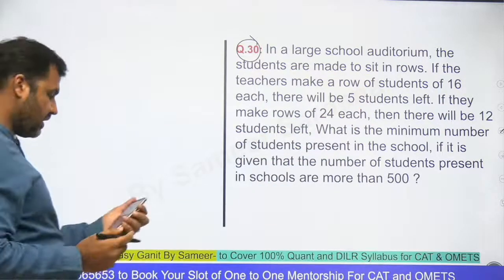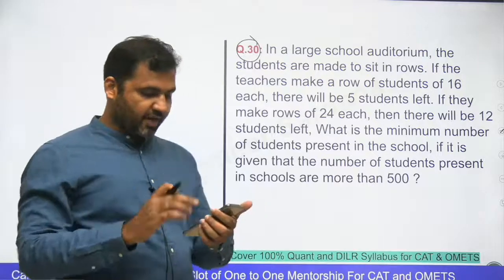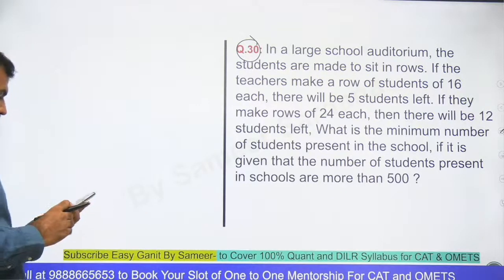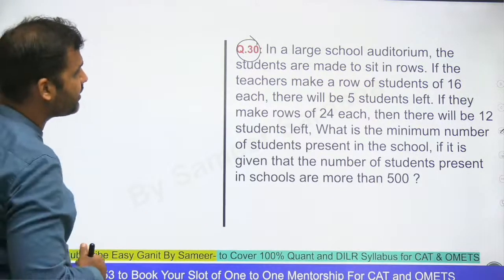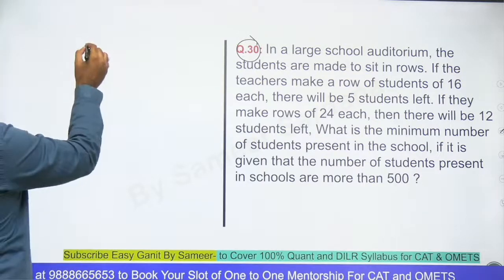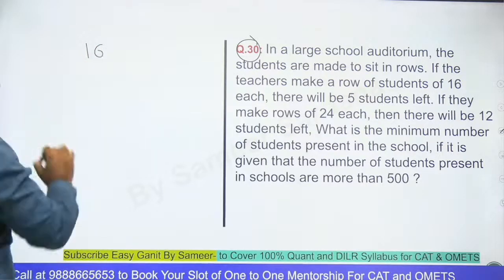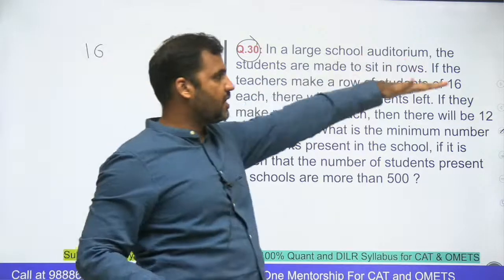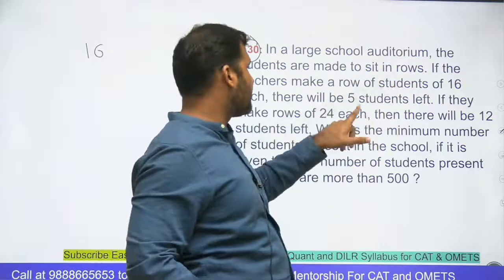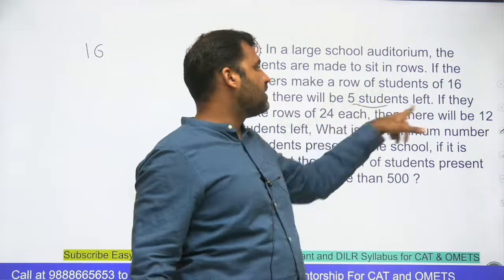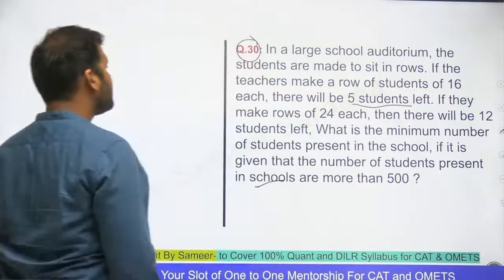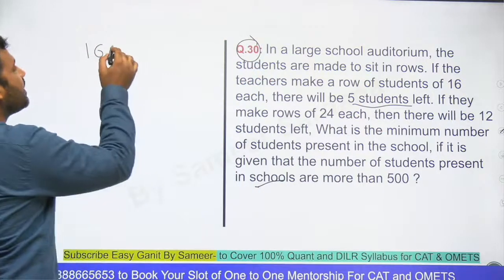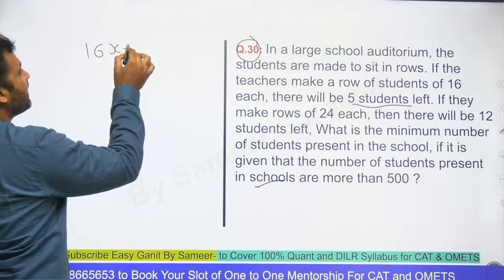Yes, guys, tell me, anybody. 504. Okay, let's see. You're saying that it's not possible. Okay, guys, see this. I want a number, right? The question says that if you arrange students 16 in a row, then there will be 5 students left. So can I say the total number of students in the school is 16x plus 5?